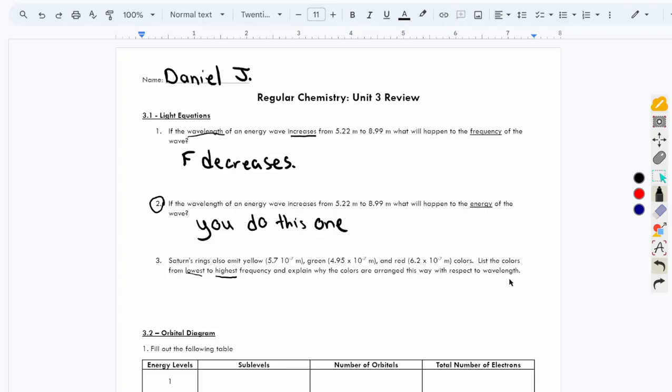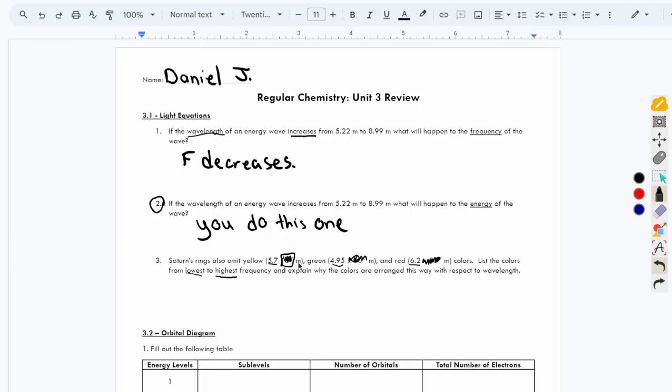with respect to wavelength. So here, I know we haven't gone over this, what this means. This is called scientific notation. But for the most part, we can just ignore that. We can ignore that, and that, and that. And we can just look at these numbers here, 5.7, 4.95, and 6.2. And we'll use those numbers just like regular numbers, right? So we can see that this one is the smallest number, and then this one, and then over here, red is the largest number. So let's think about what they're asking us and what they've given us.